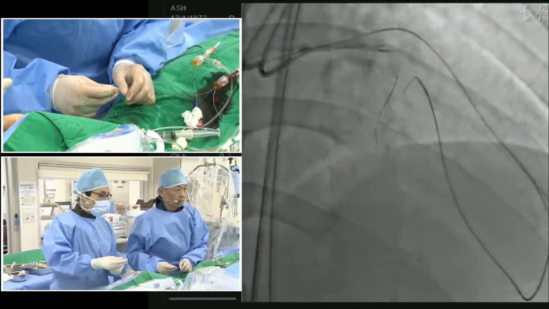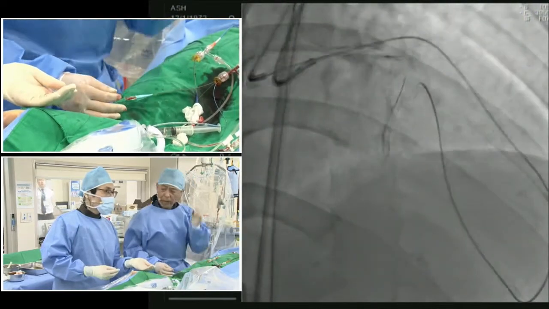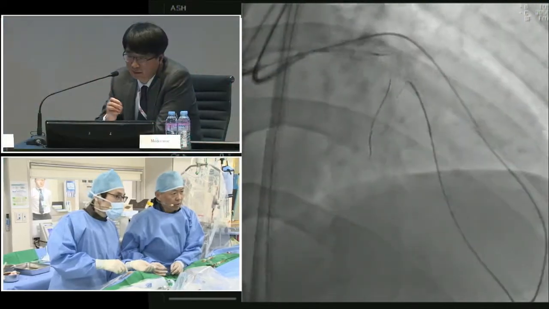You made the wire shaping like the Gaia wire. Sorry, can you speak one more time? My earphone condition is not so good.